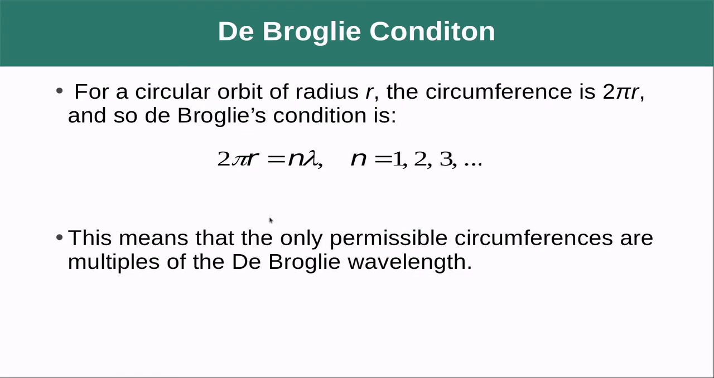For a circular orbit of radius r, the circumference is 2 pi r, and so de Broglie's condition is that 2 pi r is going to equal n lambda, where n is equal to 1, 2, or 3. This means that the only permissible circumferences are multiples of the de Broglie wavelength.